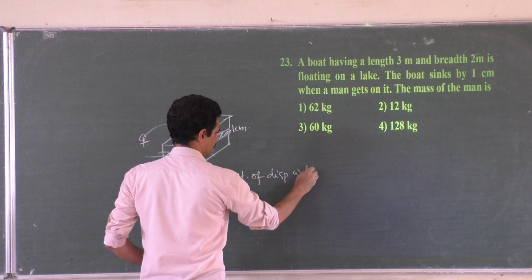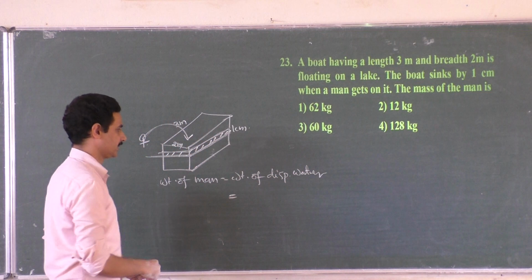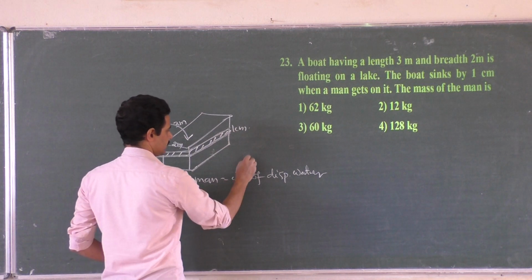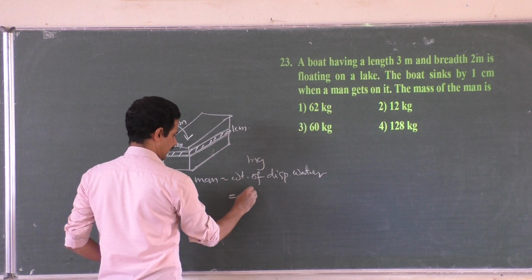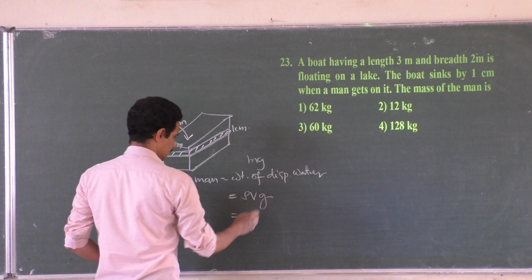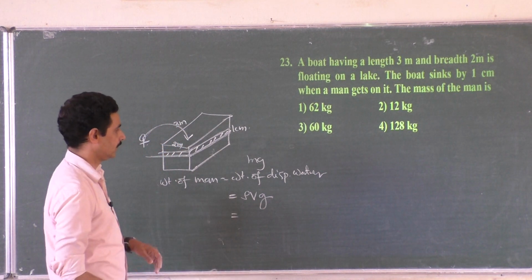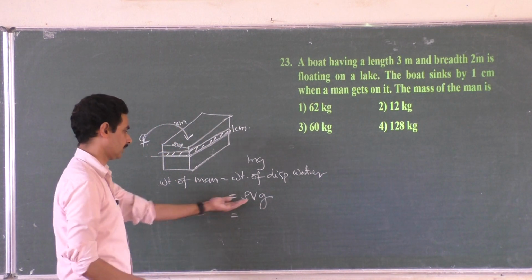Displaced water. So how do you calculate the weight of displaced water? That is mg. M can be written as density into volume into g. They want weight, yeah, they want a mass. Okay, you have to remove g, that's all.